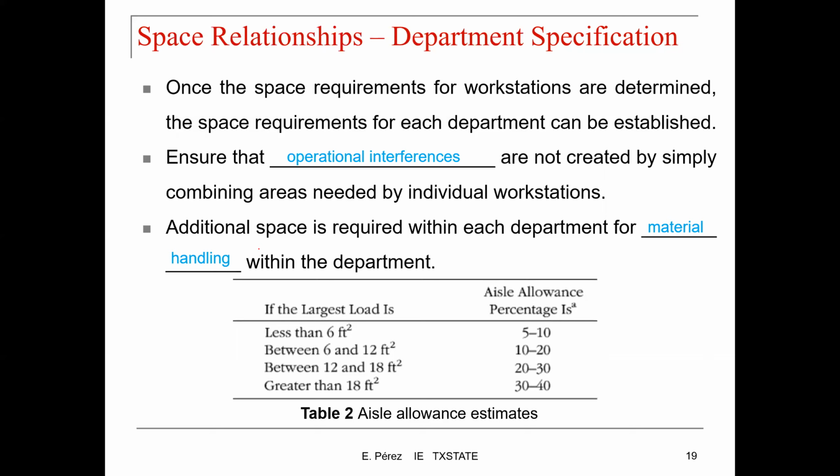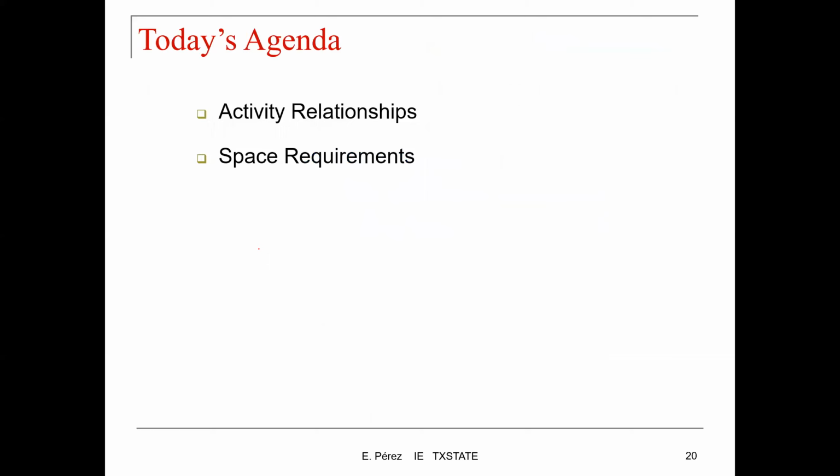So here in table 2, we have some aisle allowance estimates based on the largest load. So if the largest load is less than 6 feet square, then the aisle allowance percentage is 5 to 10% of the total department area. And so on. As we increase that, then the aisle allowance should increase as well. Okay, so that concludes this lecture, part 2, where we discussed activity relationships and space requirements.